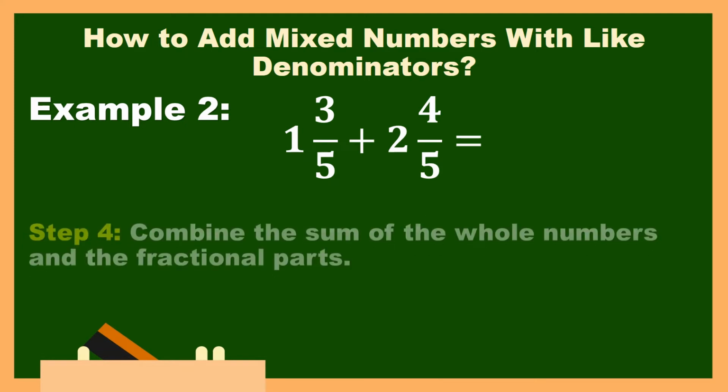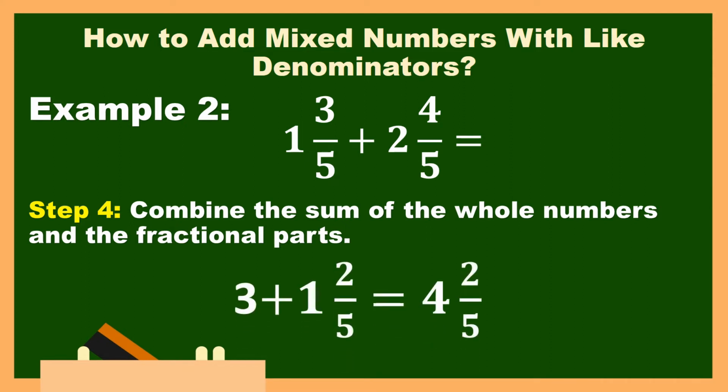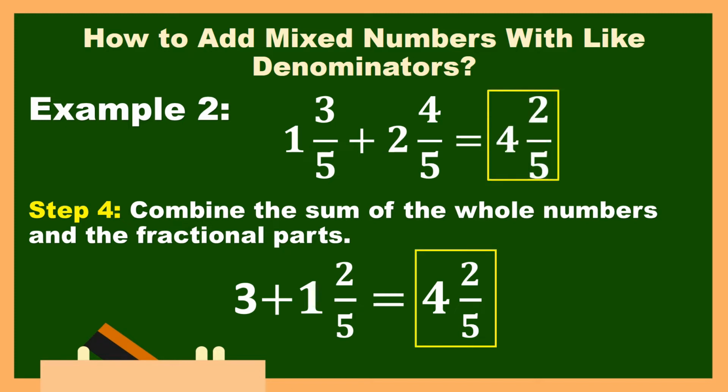Step 4. Combine the sum of the whole numbers and the fractional parts. So, 3 plus 1 and 2 over 5 is equal to 4 and 2 over 5. Ganon din dito sa 1 and 3 over 5 plus 2 and 4 over 5 is equal to 4 and 2 over 5.